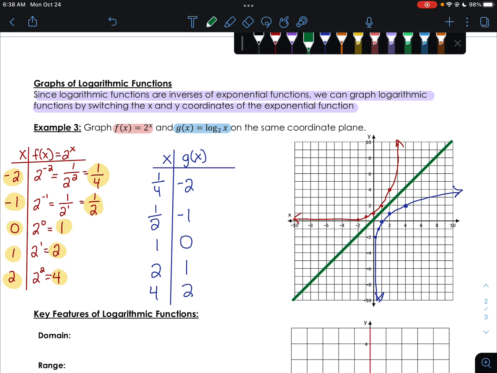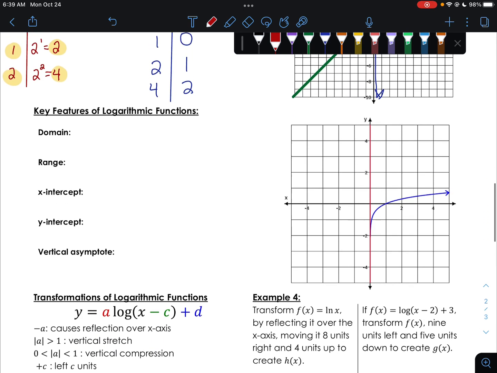Okay, since the exponential function has a horizontal asymptote at y equals 0, the log function is opposite of that, which means it has a vertical asymptote at x equals 0. The domain of the exponential function is now the range of the log function, and the range of the exponential function is now the domain of the log function. So their x and y values just literally switch, which now leads us into our key features.